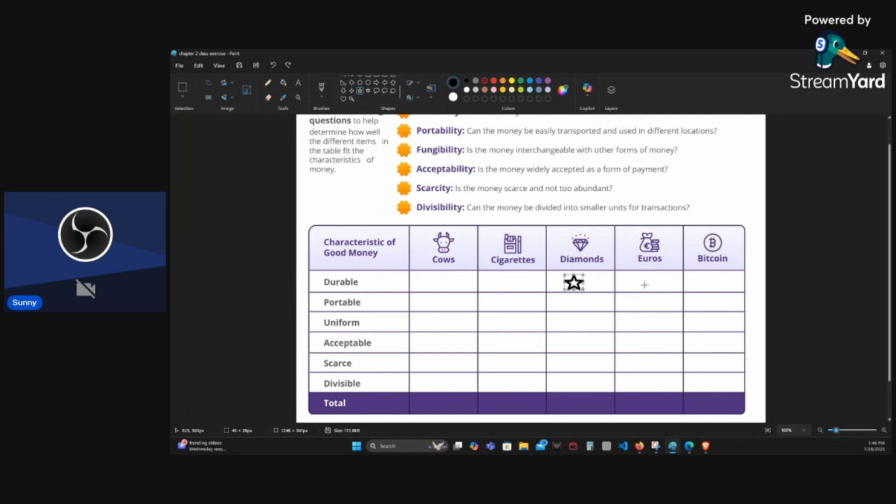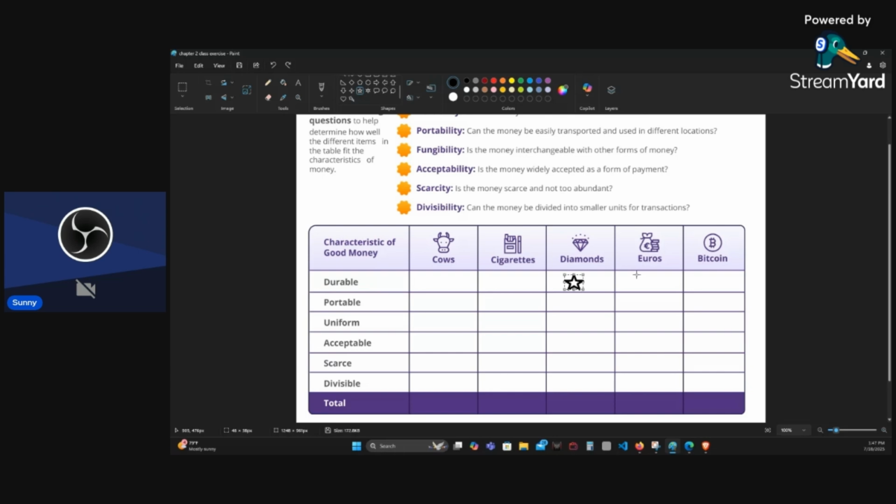All right. So diamonds, we'll give diamonds durable. Euros, not well. Are we talking about paper money? Paper money is not really the most durable, right? You can't leave it out in the rain. It'll deteriorate. I got practice on that word, but yeah.